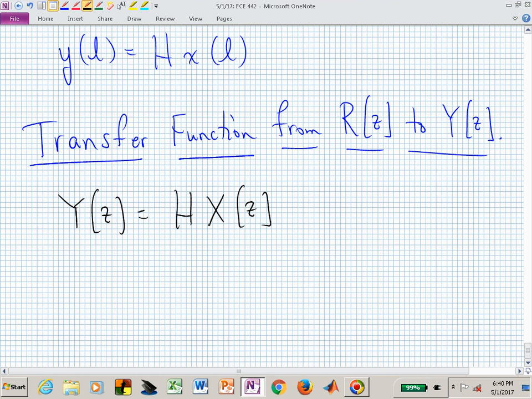We now have Y of z is equal to H X of z. That's z-transforming because that's just a linear relationship. H is a constant, so we can easily z-transform that.